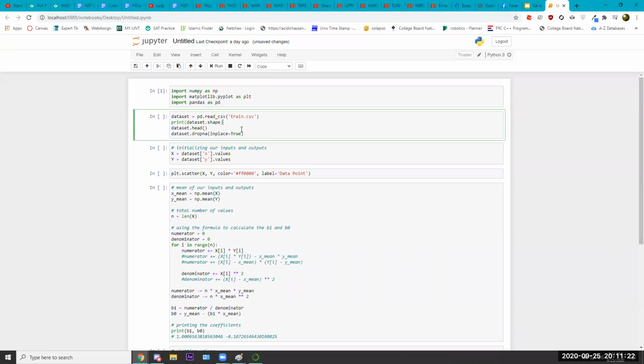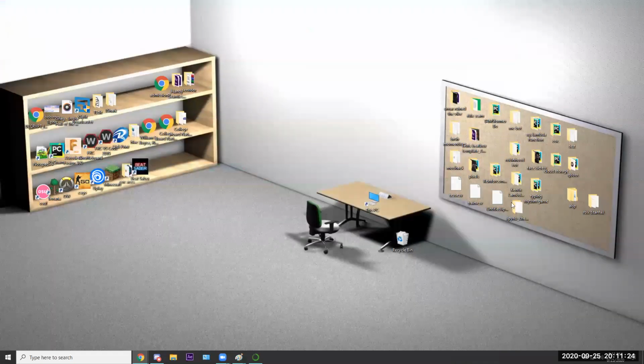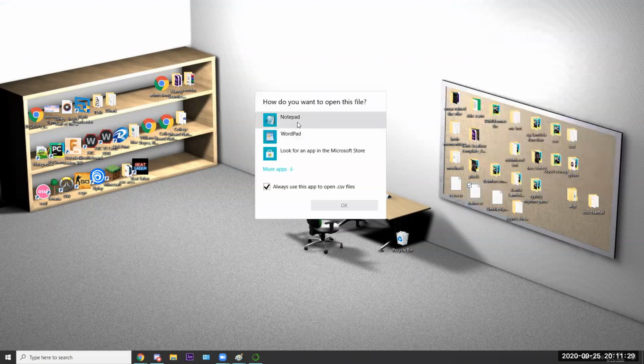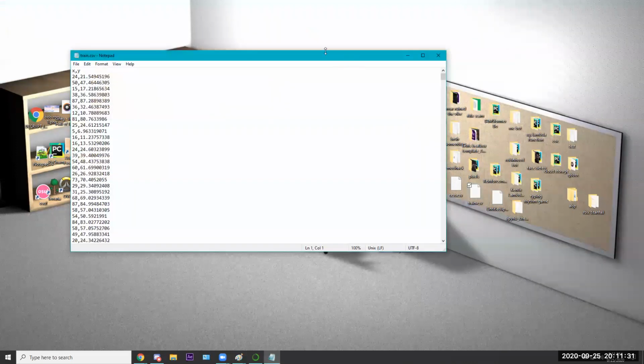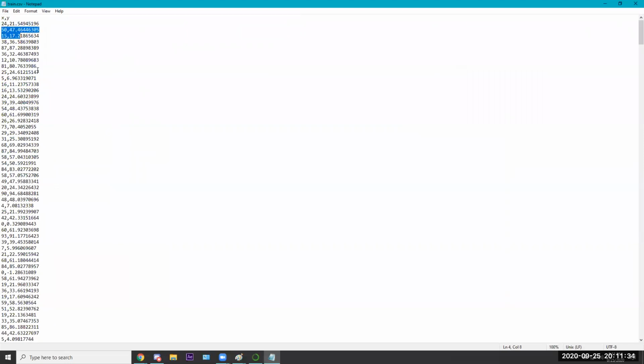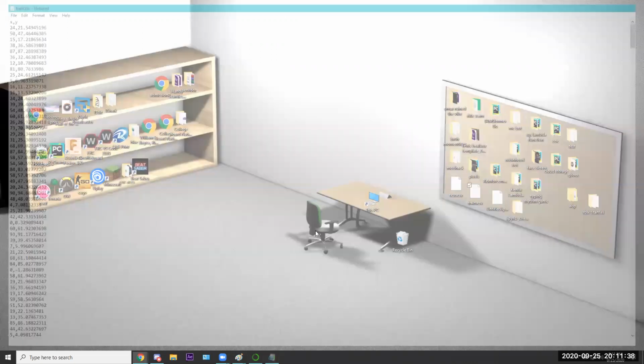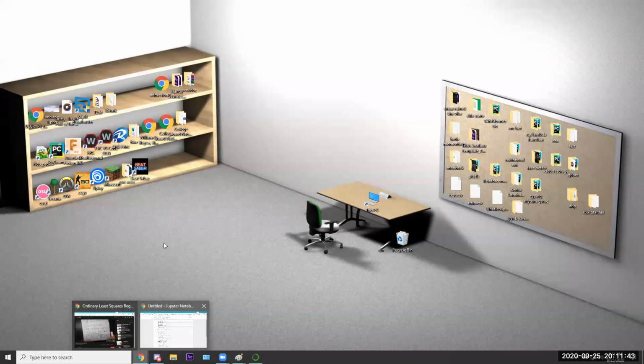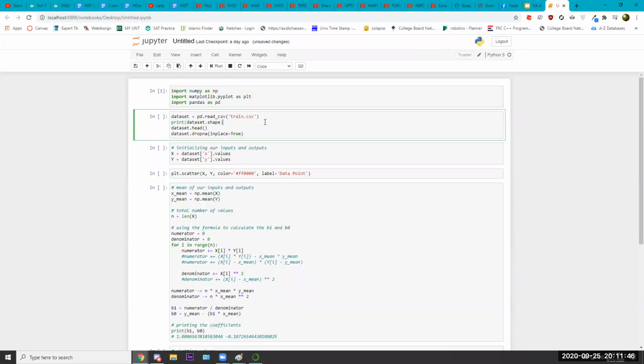And so now I have this data set, train.csv. I think it's here. Yeah, this one. Let me open it with Notepad real quick. This data set is just x and y values, a bunch of them, and it's a dummy data set. It's only meant as a display to show ordinary least squares, right?